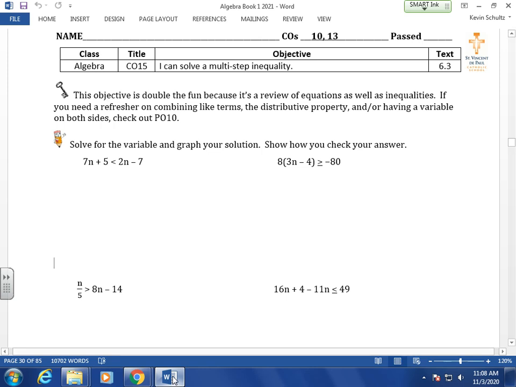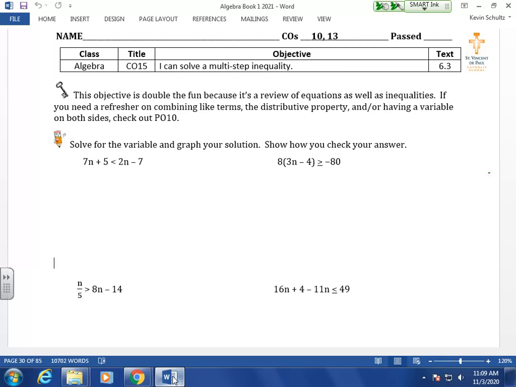Today in Algebra, we'll be going over the answers to CO15, solving multi-step inequalities. Like we talked about, the process for these is the same as an equation. So if you struggled with the distribution, combining like terms, or variables on both sides, PO10 is where I direct you. We only care that it's an inequality for those final couple steps, when we divide by the coefficient, in case we have to flip it, and then when we graph it.